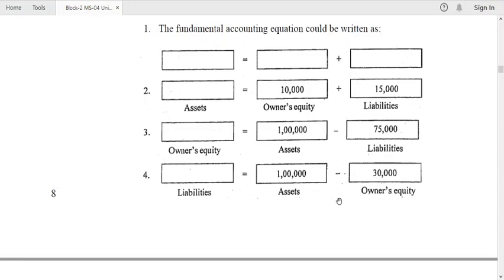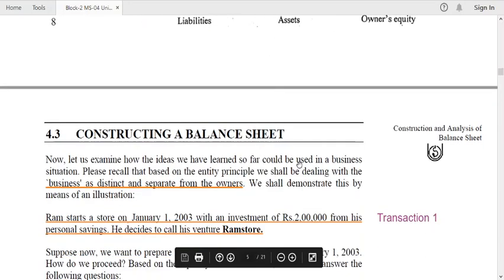Liabilities you have to find out. Assets minus owner's equity, that is 70,000. Okay. Now, constructing a balance sheet.